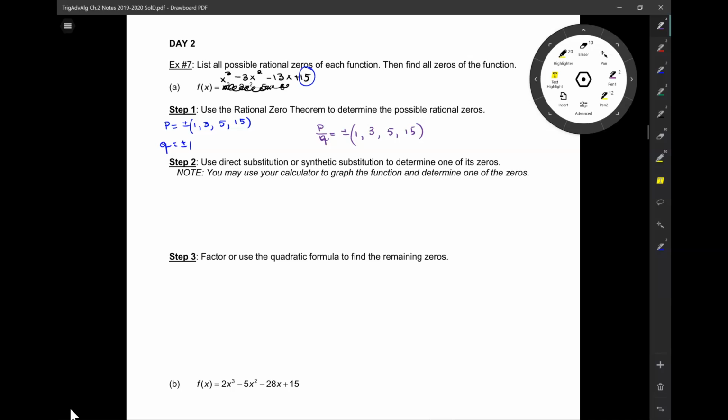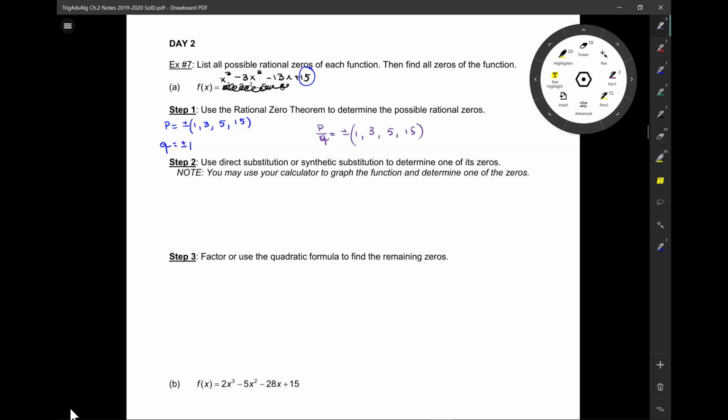All right. Next. This function has a degree of 3. So how many possible zeros is it allowed to have? 3. Right? 3 or less. In this list, I have how many? 8. I have 8 of them. Potentially, 3 of those could be zeros of this function.